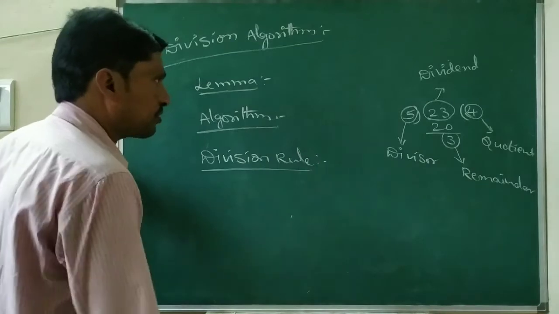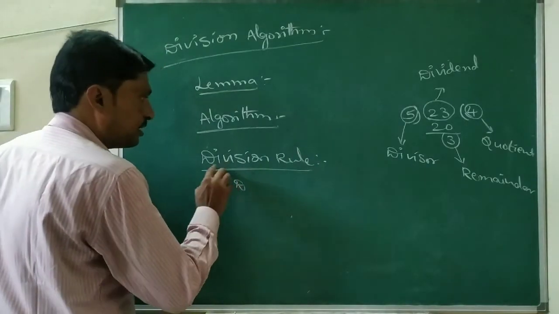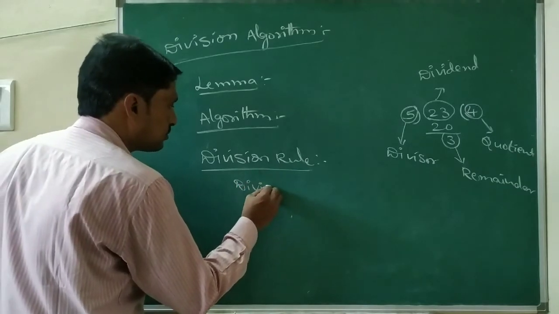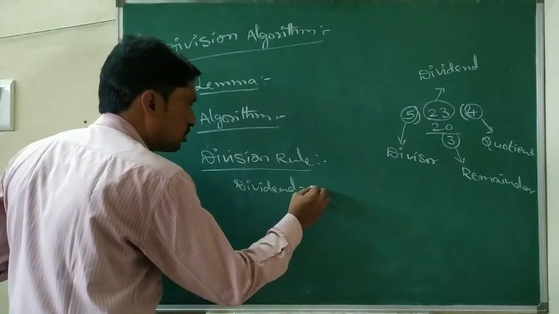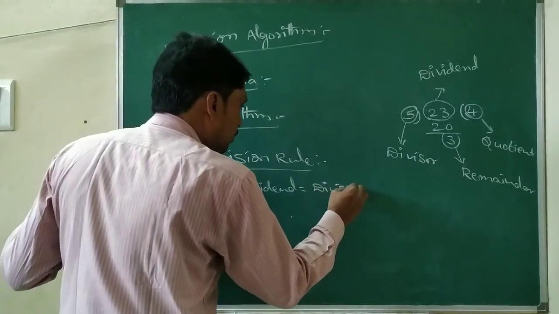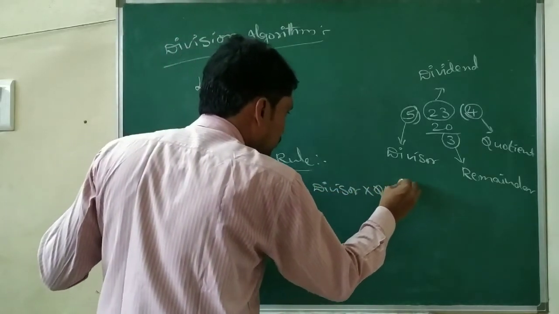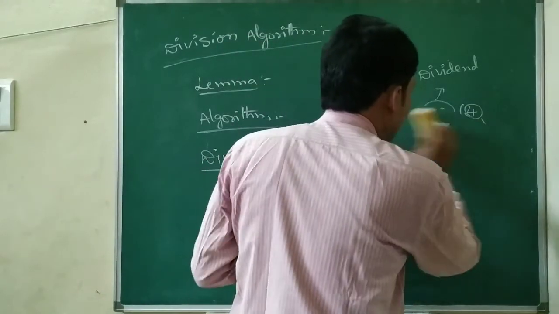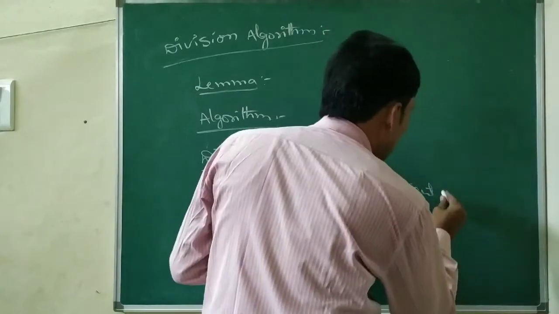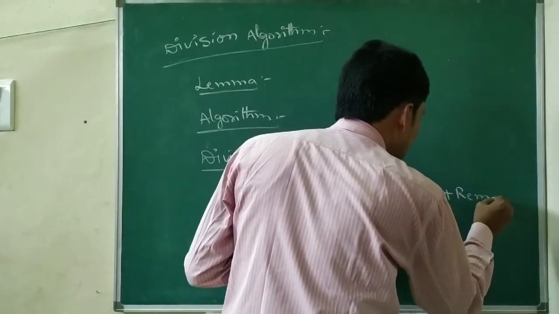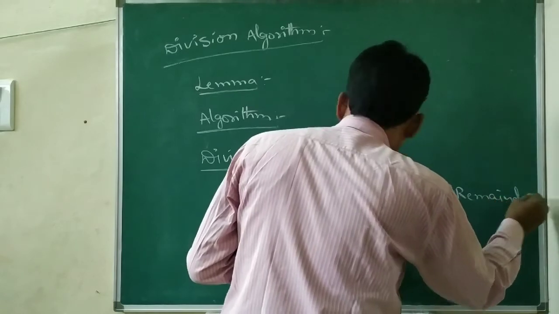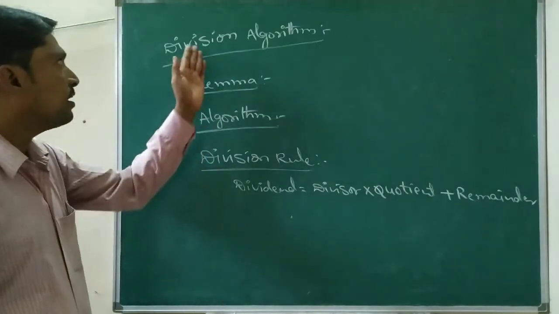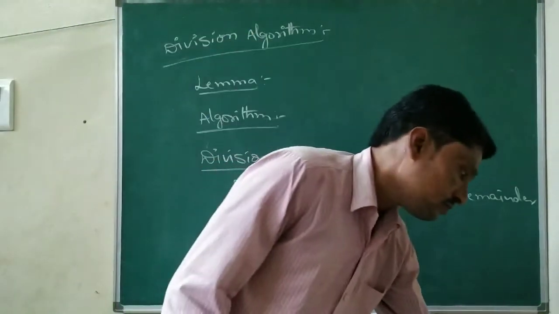So what is the division rule? Division rule is: dividend equals divisor into quotient plus remainder. This is called division rule. Now we will go to our topic, that is division algorithm.